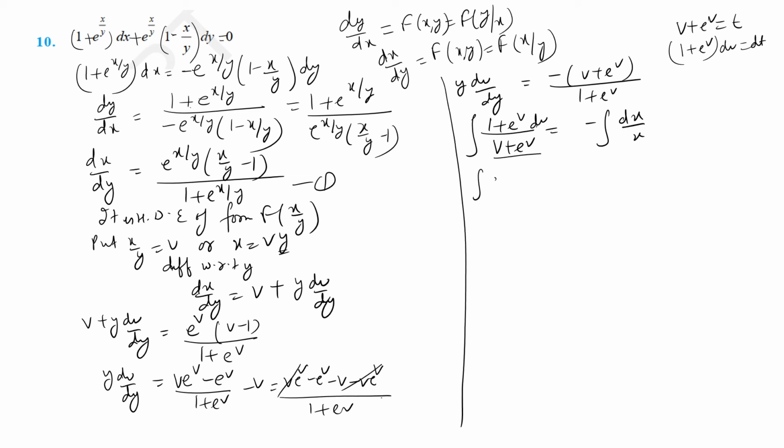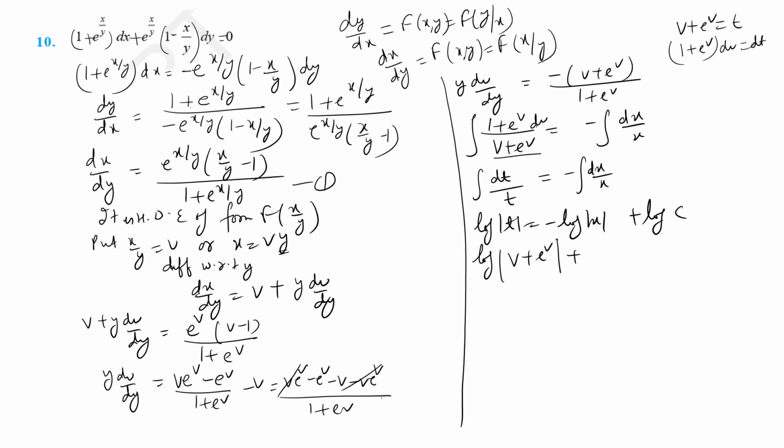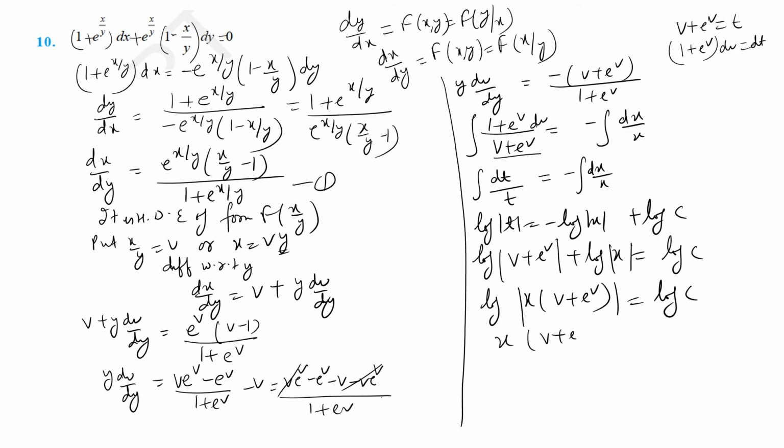So this becomes f dash x upon f x. So I get log mod t is equal to minus log mod x plus the constant, which will also be of log. So log of t is v plus e^v, and plus log x, you can bring it to this side so that the log a plus log b formula can be applied, which is a into b is equal to log c. So taking anti-log, we are left with x times v plus e^v is equal to c.